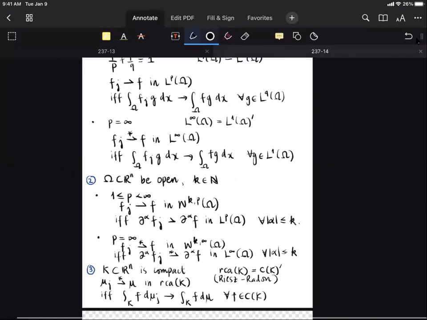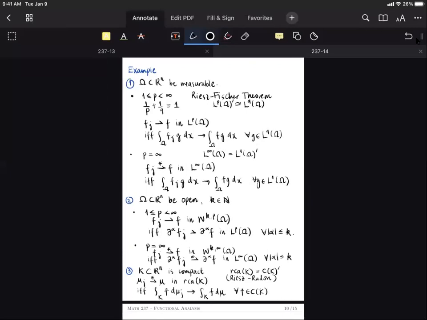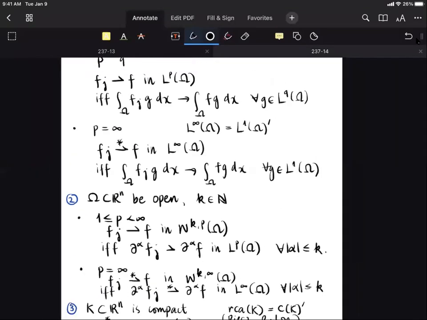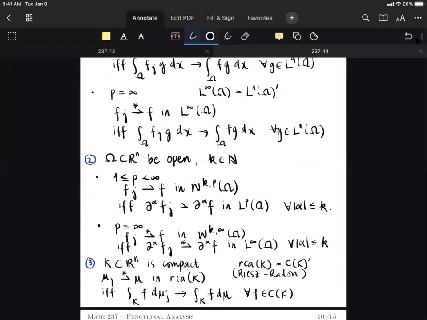So all of these examples follow basically from the various duality theorems that we discussed in the previous lectures, along with the definition of weak and weak star topologies. In the next lecture, we will be concerned with the case where the weak and weak star topologies are equal.